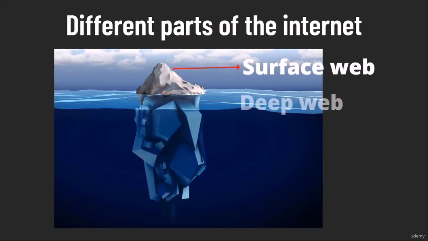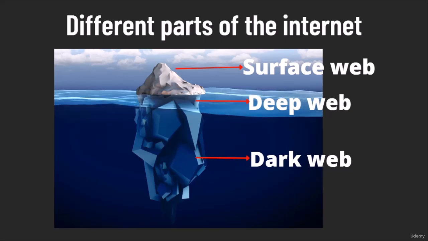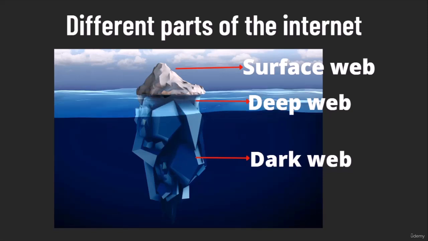So now the internet has different parts. The first one is the surface web, which is the top part of the internet, the part of the internet we see. The second one is the deep web, which is the middle part of the internet. And the third part, which is our main course, is the dark web, which is the hidden part of the internet. So now let's start by seeing what is the surface web.